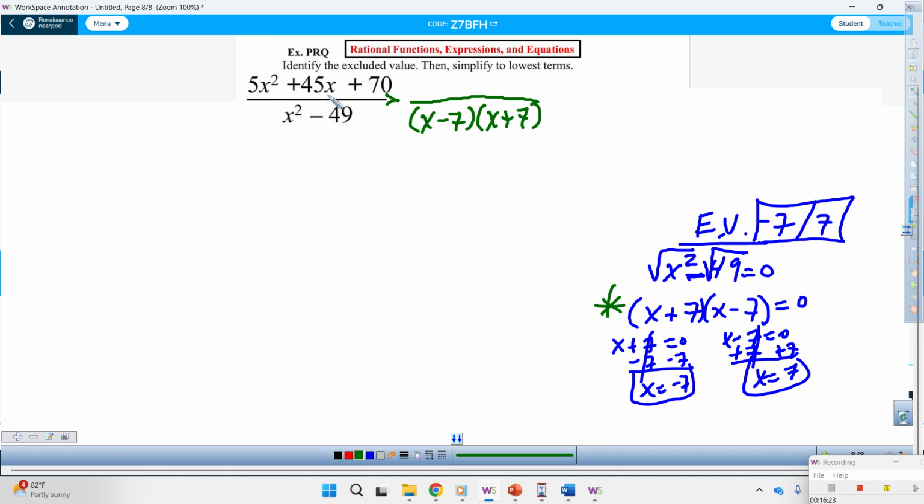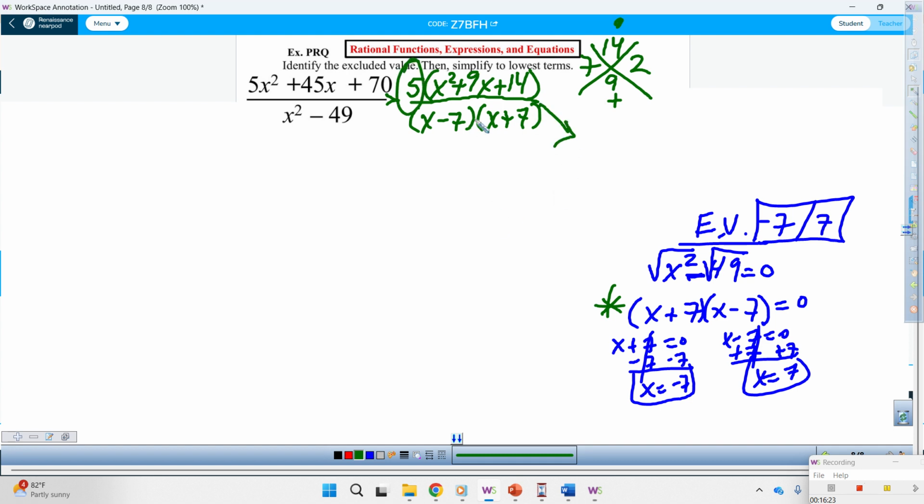Is there a GCF, guys, that divides each of the terms? Yes, that is what? 5. And that leaves us with x squared plus 9x plus 14. Power Rangers. 14. 9. What two numbers multiply give me 14 that when you add them give us 9? 7 and 2. So I'm going to go this way just to make some room.